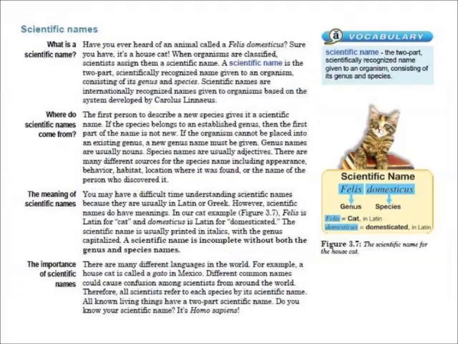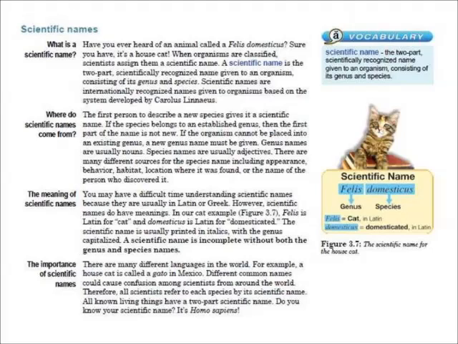Scientific names. Have you ever heard of an animal called a Felis domesticus? Sure you have. It's a house cat. When organisms are classified, scientists assign them a scientific name. A scientific name is the two-part scientifically recognized name given to an organism, consisting of its genus and species. Scientific names are internationally recognized names given to organisms based on the system developed by Carolus Linnaeus.